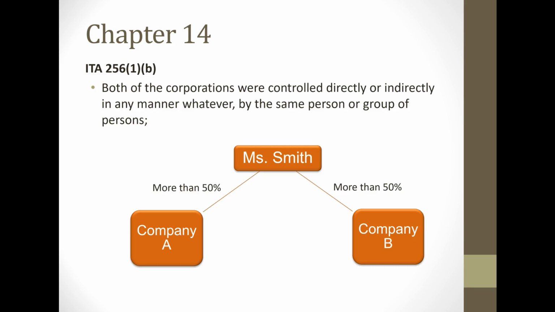Let's move on to the next slide, ITA 256.1b. Now in this example, Ms. Smith controls Company A because she owns more than 50% of the voting shares. Ms. Smith also controls Company B because she owns more than 50% of the voting shares. And so by virtue that they're both controlled by the same person, Company A and Company B are associated.